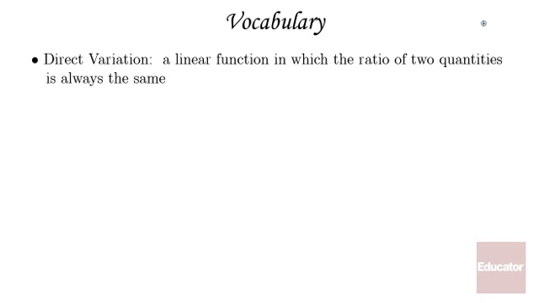Direct variation is a linear function in which the ratio of two quantities is always the same. So there's no exponential growth. It's just a constant variation between the two.